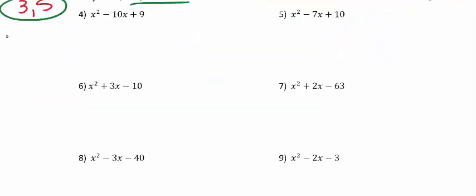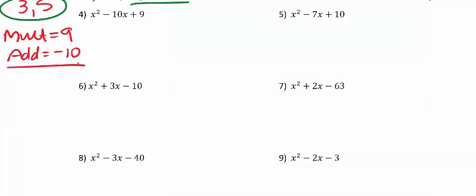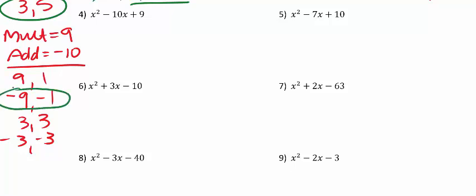In number 4, we're looking for two numbers that multiply together to be 9, but when we add them together, it's a negative 10. So we can brainstorm our list for what gives us 9. We can do a 9 and a positive 1. Knowing that we're going to have a negative 10 when we add, we can also try a negative 9 and a negative 1. And then we could do 3 times 3, or negative 3 times negative 3, also gives us a positive 9. And of all those choices, the one that when we add together gives us negative 10 is going to be our negative 9 and our negative 1.